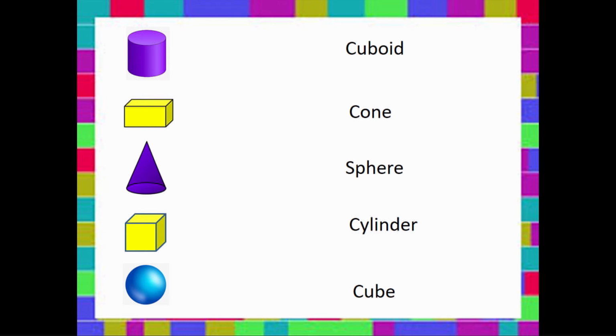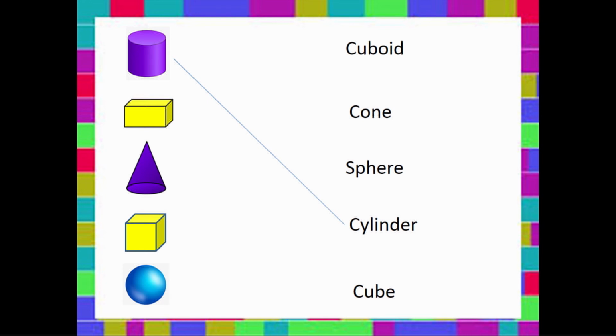The first shape, is it a cuboid? Is it a cone? Is it a sphere? Is it a cylinder? Or is it a cube? What's that? A cylinder? Excellent. Let's look at our next shape.